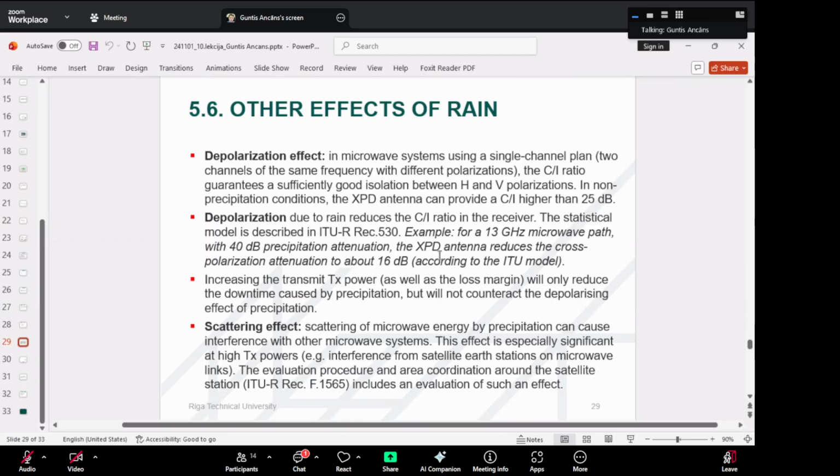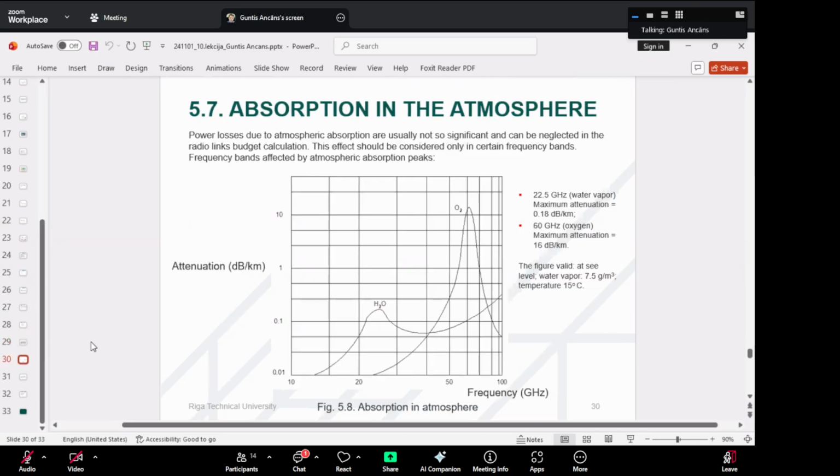Other effects of rain. Actually we have these phenomena at the beginning of the presentation. There is just some extra information.